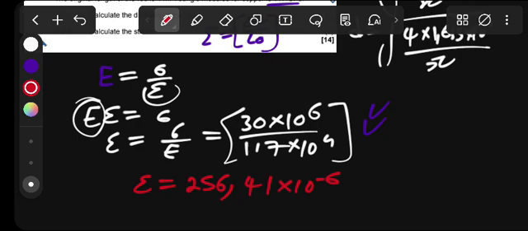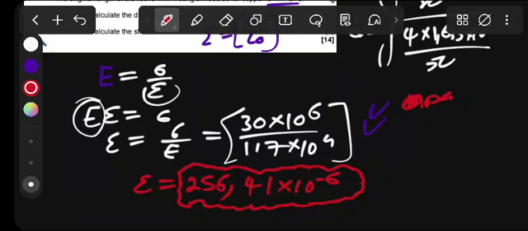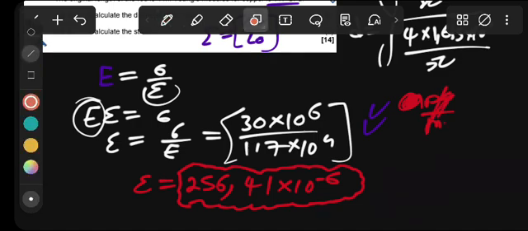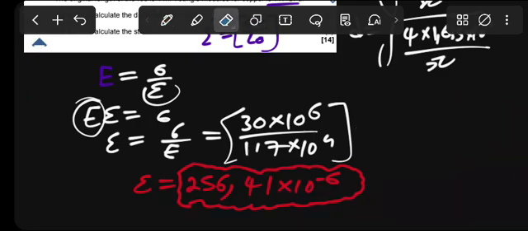Strain has no SI unit, guys. The strain has no SI unit. Remember, the stress is measured in Pascal. Let me not use megapascal. Also, the Young modulus is measured in Pascal. Pascal and Pascal cancel. It has no SI unit. So this is what we have.